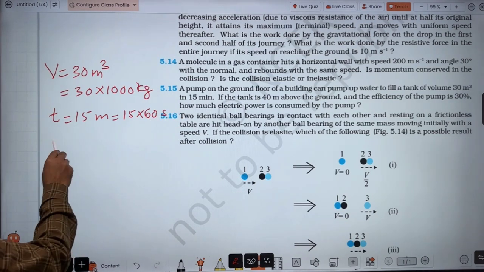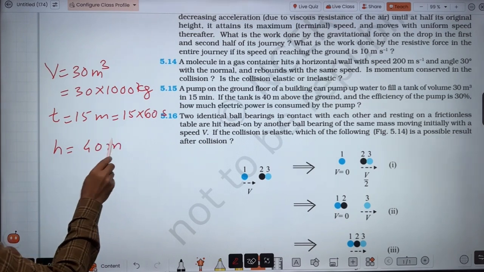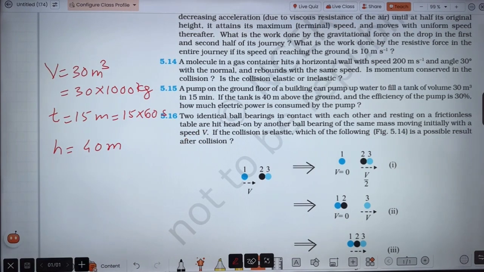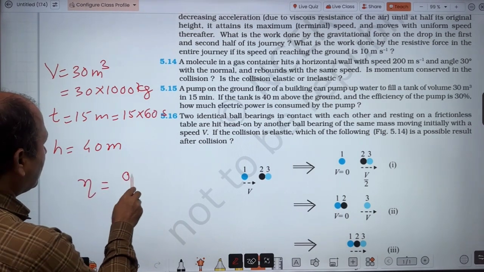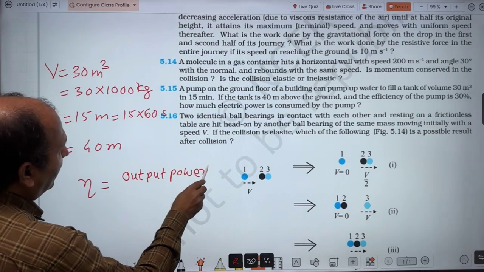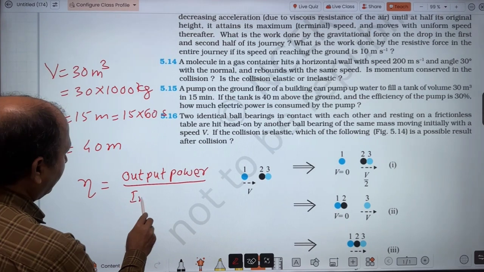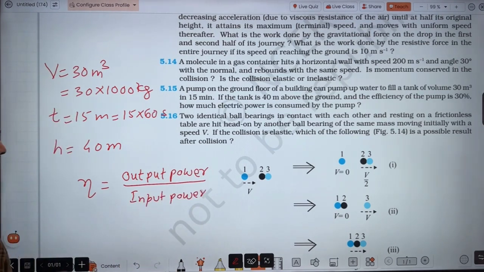Height is given as 40 meter. And the efficiency of the pump is 30%. How much electric power is consumed by the pump? If you consider the formula of efficiency, eta is output power divided by input power, and eta is given as 30%.